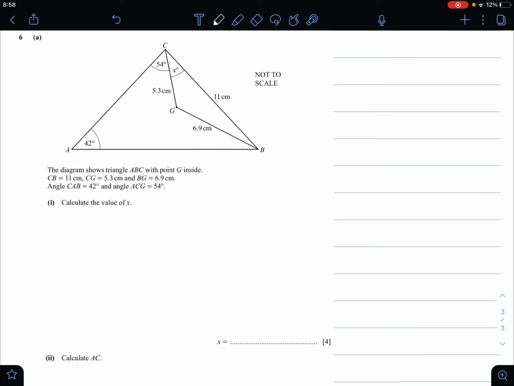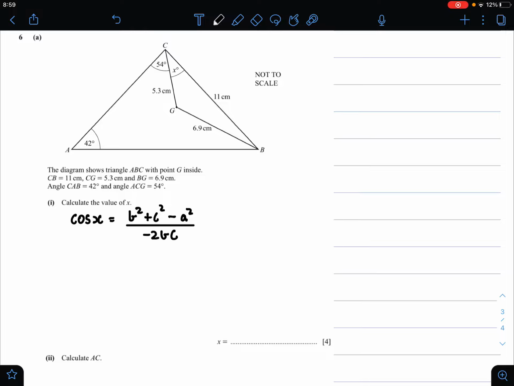So for part A1, they are asking us to calculate the value of x. The easiest way to do that is, since they've given us the three sides of the triangle, we can use the cos rule to find this value. So how we do that is, the formula is cos A, or in this case cos x, is equal to b square plus c square minus a square whole thing divided by minus 2bc.